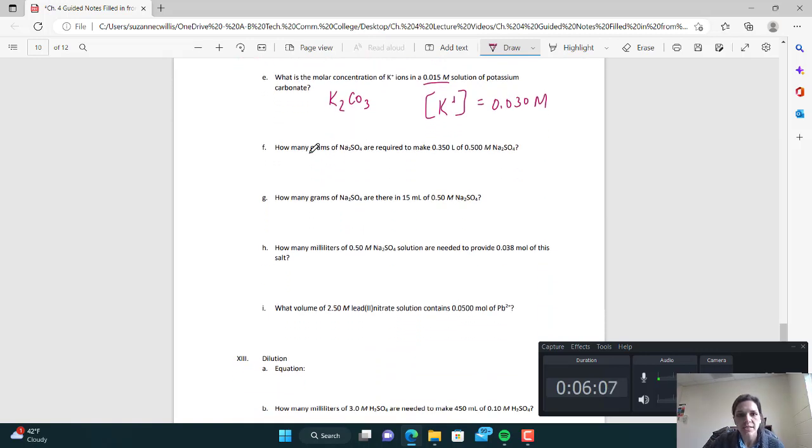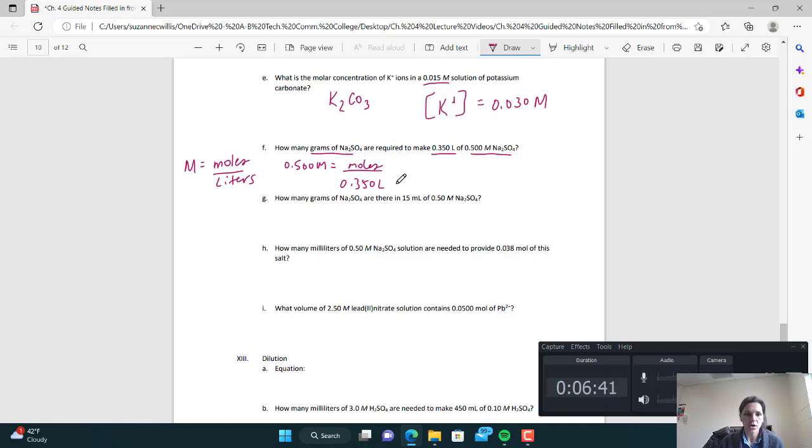So here we are asked how many grams of sodium sulfate are required to make 0.350 liters of 0.5 molar Na2SO4. So remember, molarity is equal to moles over liters, right? Okay, so you look for what we know. We know the molarity is 0.500. Do you agree? So I'm going to throw that in for molarity. I know the volume is 0.350 liters. What can I find then? I can find moles. If I can find moles of my solute, I can then convert on over to grams.